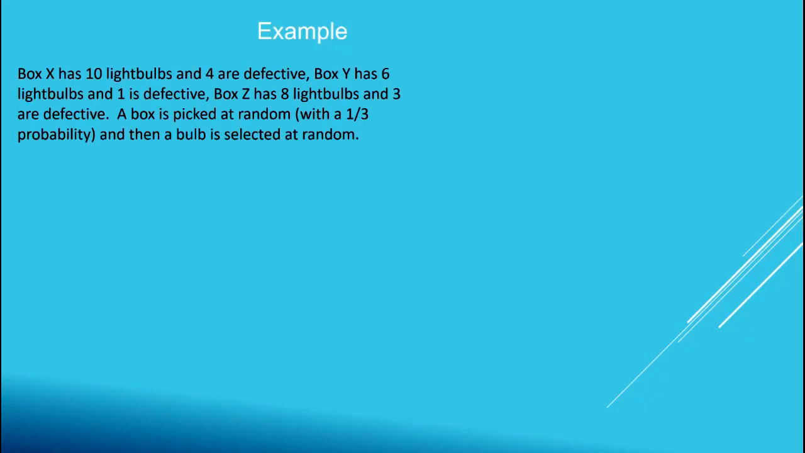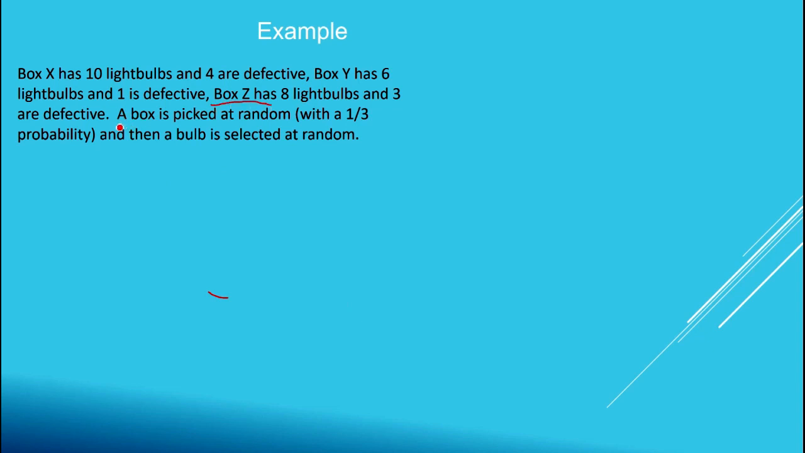Here's an example. Suppose we have 3 boxes. Box X has 10 light bulbs. 4 of those light bulbs are defective. Box Y has 6 light bulbs. 1 of those light bulbs is defective. And finally, we have a third box, Box Z. Box Z has 8 light bulbs and 3 are defective.